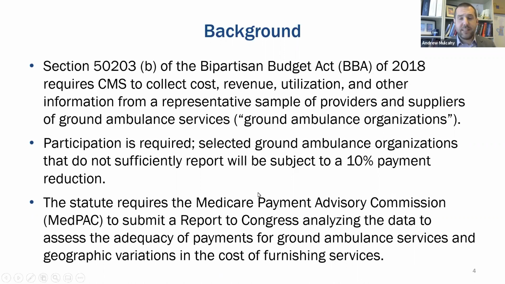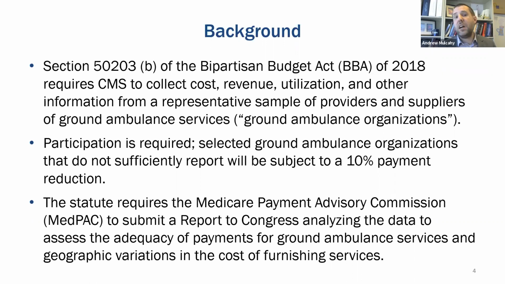Another common question is participation required? The answer there is yes. There's a 10% payment reduction that CMS may levy against AFS, ambulance fee schedule services, for organizations that don't sufficiently submit information. And I think it's important to highlight why this is happening, why Congress went down this road, why this data collection is very important, why it's important to make sure the data you collect and report is accurate.